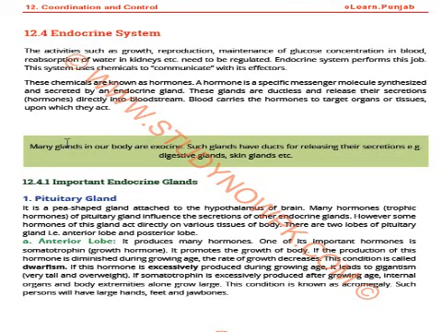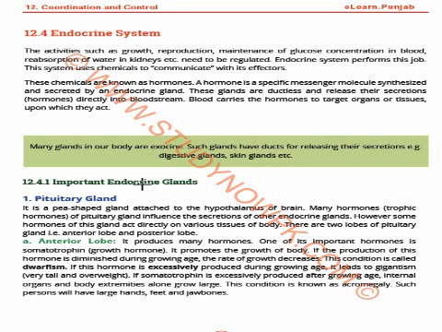Now the pituitary gland is attached with the hypothalamus, so we already know the location. It is attached to the hypothalamus of the brain. Many hormones of the pituitary gland influence the secretion of other endocrine glands. So we call these hormones tropic hormones. Those hormones which influence the secretions of the other endocrine glands are known as tropic hormones.